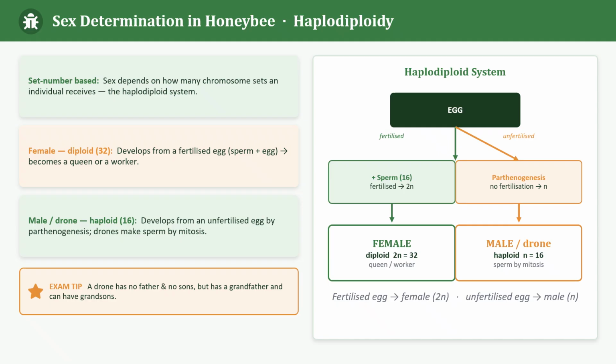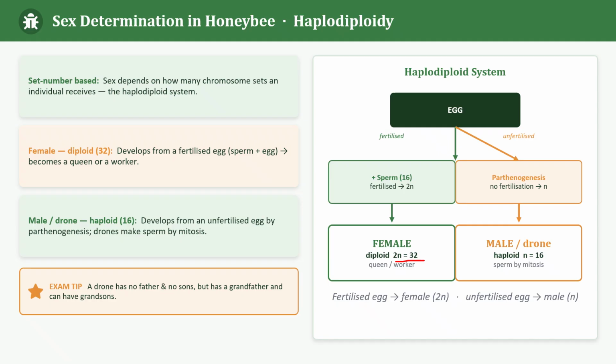For a female honeybee, a fertilized egg receives one chromosome set from the mother and one chromosome set from the father. Therefore, the female is diploid, 2n, with 32 chromosomes. The female becomes either a queen or a worker bee.